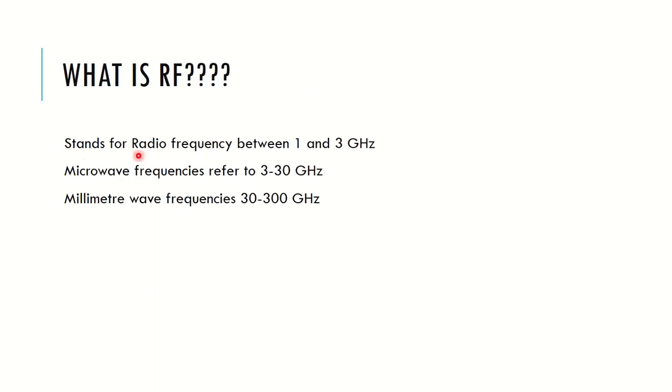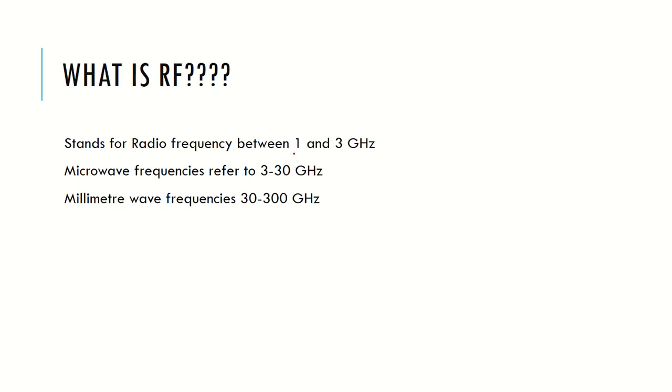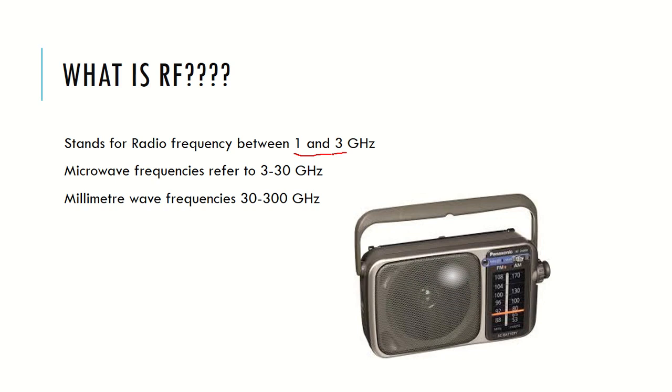We would have heard about the term RF. It stands for radio frequency. This radio frequency is mainly between a range of 1 to 3 gigahertz. Most of the wireless communication follows that frequency between 1 to 3 gigahertz. Any frequency between 3 to 30 gigahertz comes under our microwave frequencies, and above 30 up to 300 gigahertz, they come under a special range called the millimeter wave frequencies.